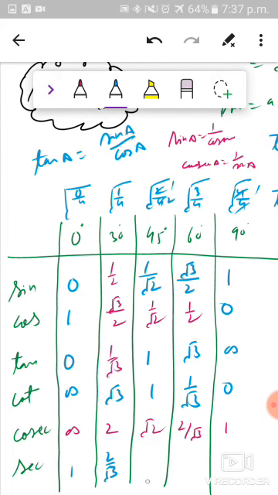Reciprocal of 1 by root 2 is root 2. Reciprocal of 1 by 2 is 2, and reciprocal of 0 by 1 means 1 by 0 is not defined. So this is how you can find the values for these specific angles. Now let us see the use of this.